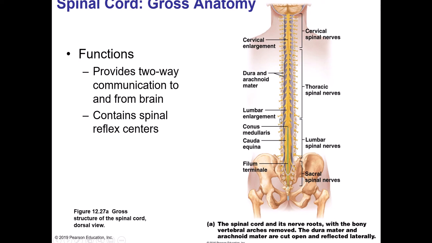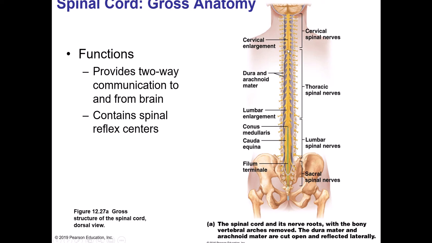So of course the job for our spinal cord is communication to and from the brain, and then a lot of our reflex centers are also here in the spinal cord. Things like pain reflexes, like when you step on a nail and you withdraw your foot real quickly, things like that. You'll notice that there's an enlargement here in the cervical area of the spinal cord, and then also an enlargement in the lumbar area of the spinal cord, and this is where our nerves exit and enter for our limbs.